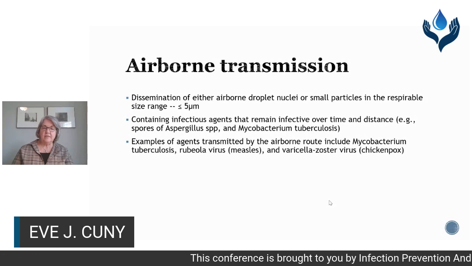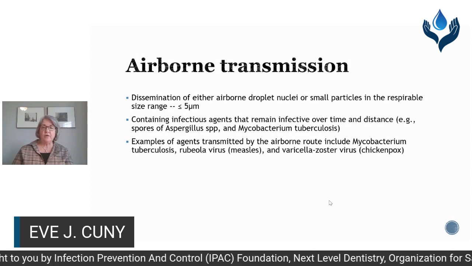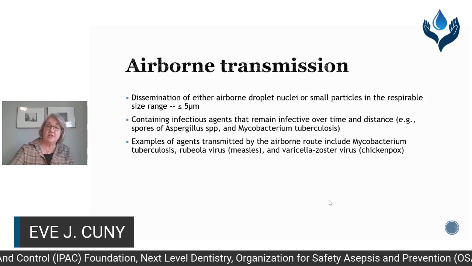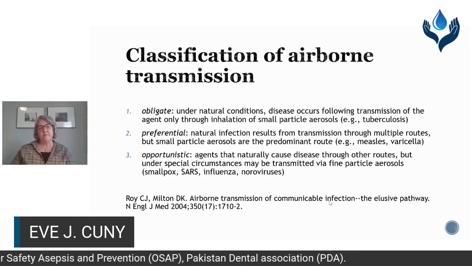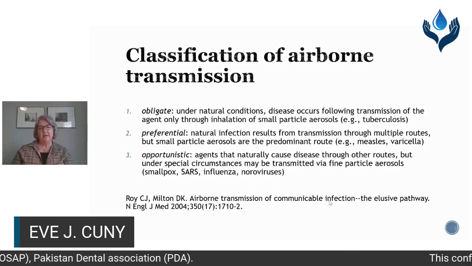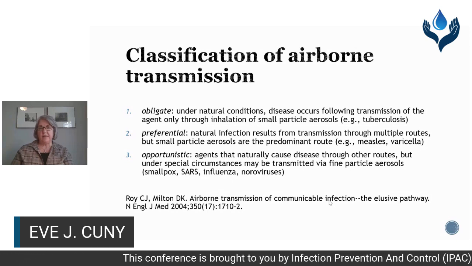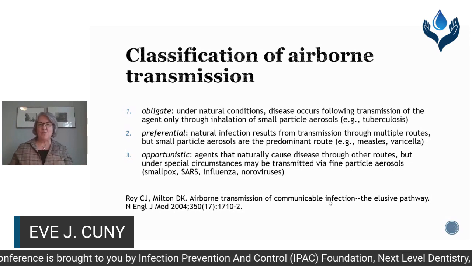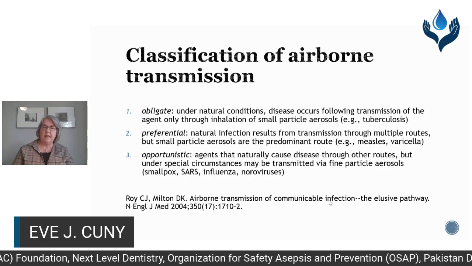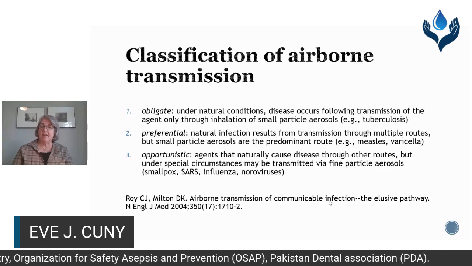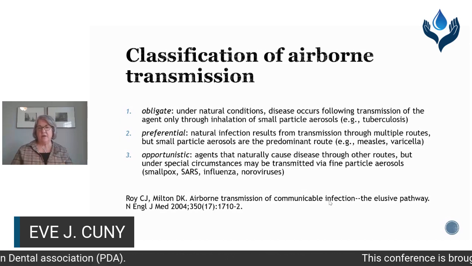Other examples of agents that are transmitted by the airborne route include measles, which is both droplet and airborne, and varicella zoster, which causes chickenpox, which is also both droplet and airborne. And the reason I say that is because there really are 3 classifications of organisms that transmit through the airborne route. The first would be obligate, because they're obligated, they only transfer through the inhalation of small particle aerosols. And the classic example of that is tuberculosis, because it really only transmits via the airborne route, not through droplets and not through contact.